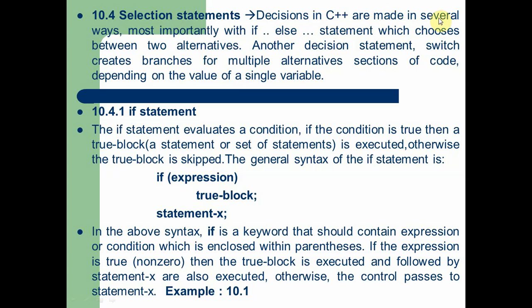Decisions in C++ are made in several ways. The most important way is the if else statement. We choose between two alternatives, that is, the true block or the false block. Another decision statement available in C++ is switch, which creates branches for multiple alternative sections of code depending on the value of a single variable. So there are two selection statements in C++: one is if else, another one is the switch statement. In this session, we are going to discuss these two selection statements of C++.